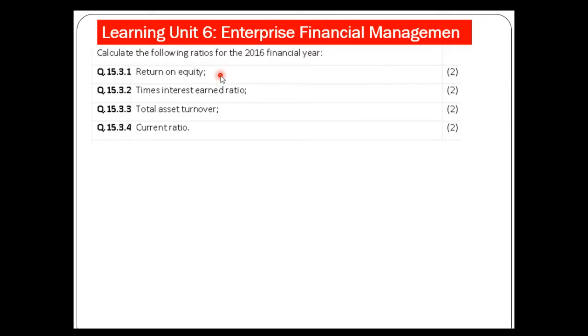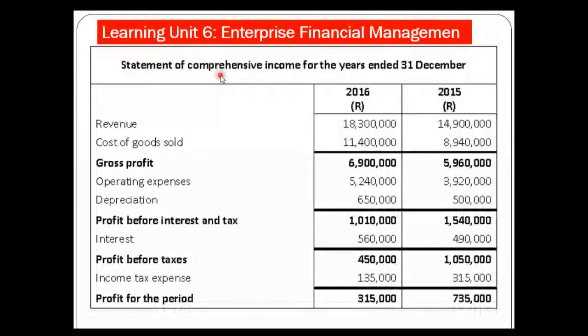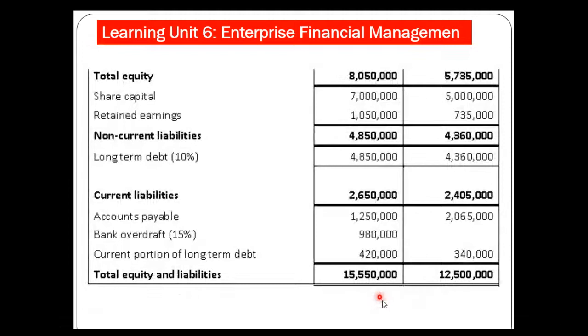So we can quickly go and check the statement. Can you see this? Profit for the period is the same as net profit after tax. So I know that for 2016, the net profit after tax is 315. So already I know what to put on top. And I must divide this by the equity. What is the total equity here? The total equity is 8,050,000. Can you see now?